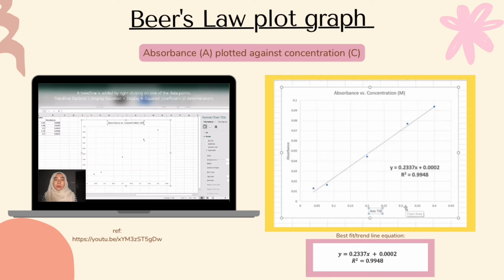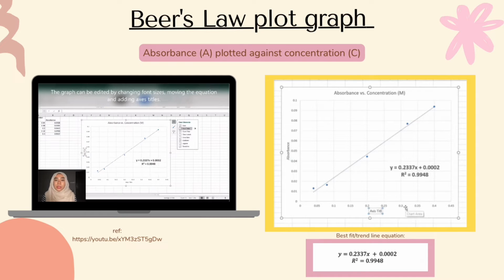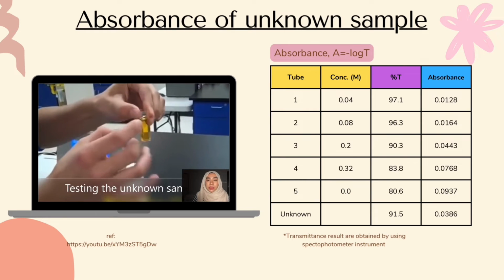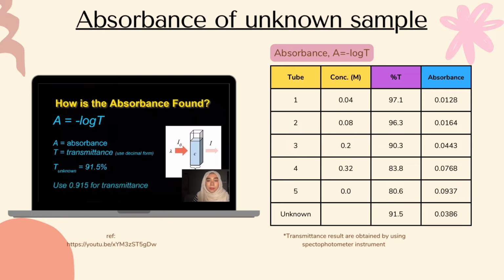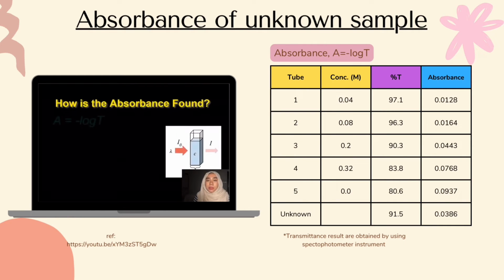Now that we have obtained the absorbance results, we can continue to make the Beer's law plot graph in which absorbance on the y-axis is plotted against concentration on the x-axis. Once all the points are plotted, it is common to fit a trend line with the equation of the trend line and the R-squared value. When all samples with known concentration and absorbance are plotted, we can now work on the unknown sample, using the spectrophotometer to measure its transmittance, and absorbance is calculated.